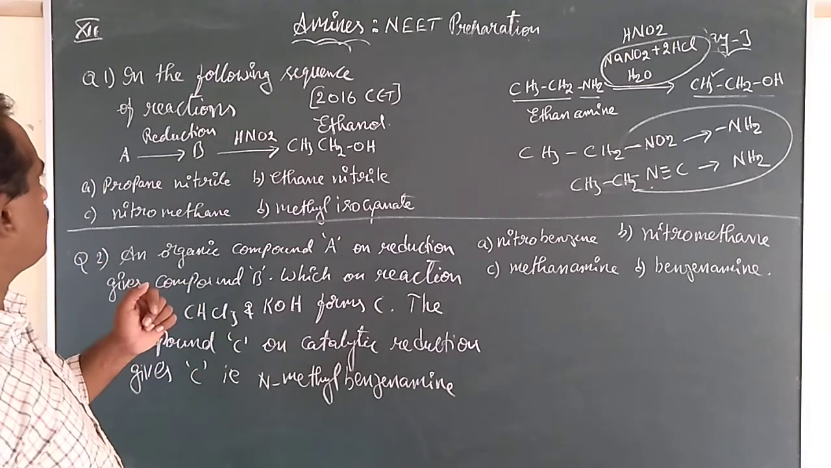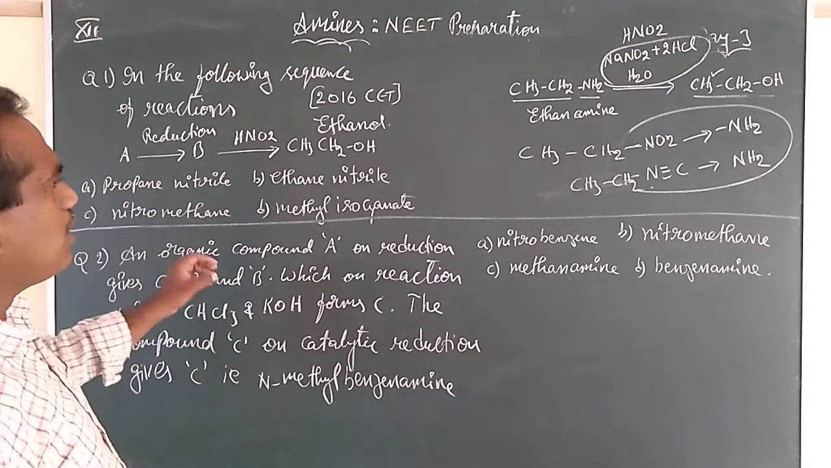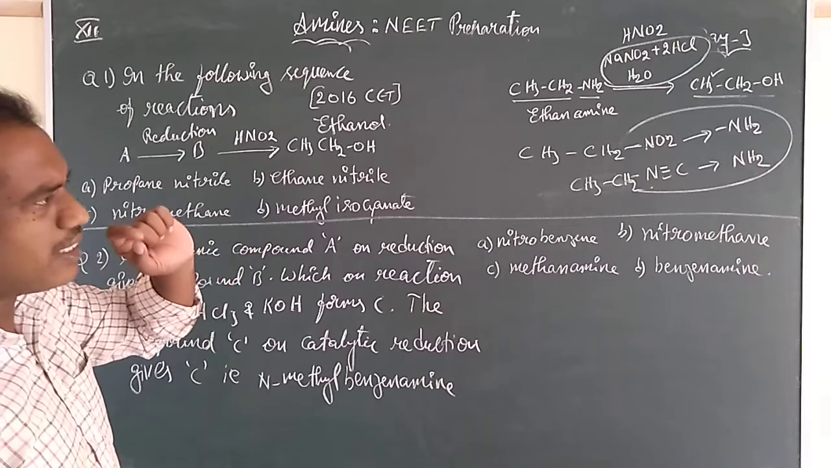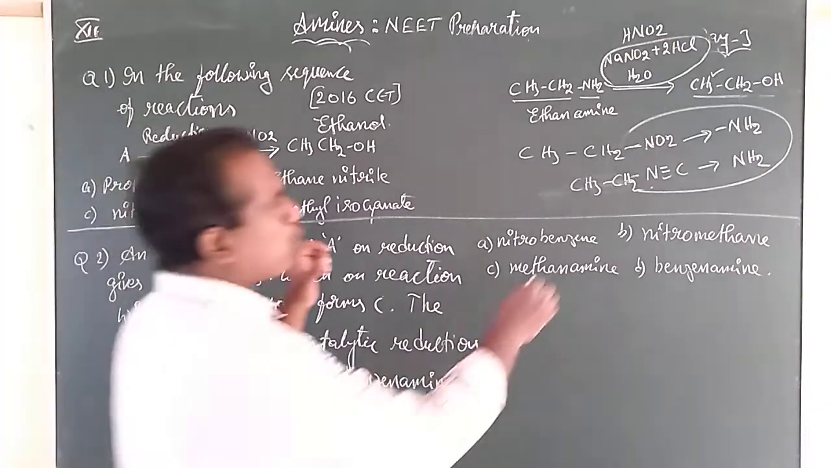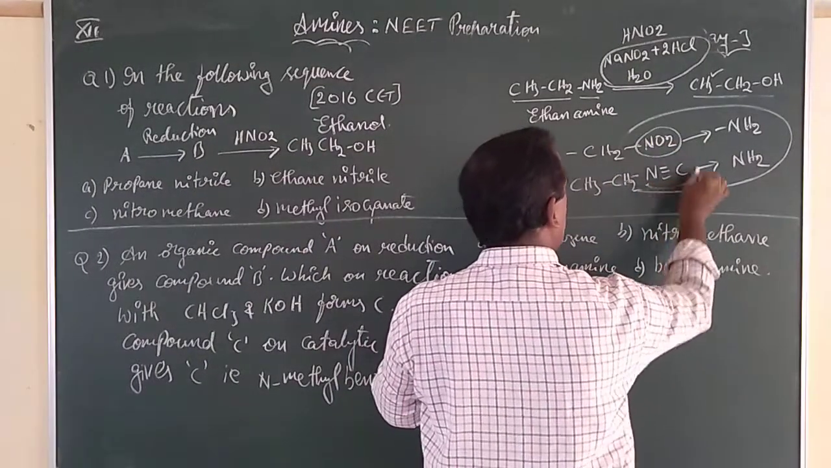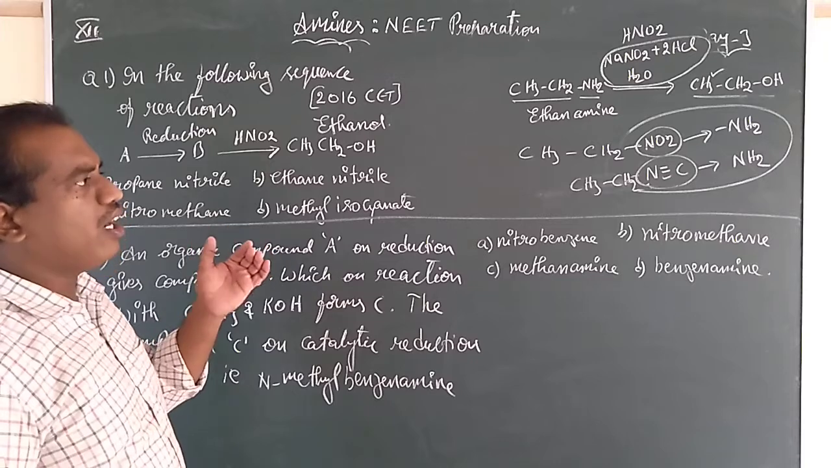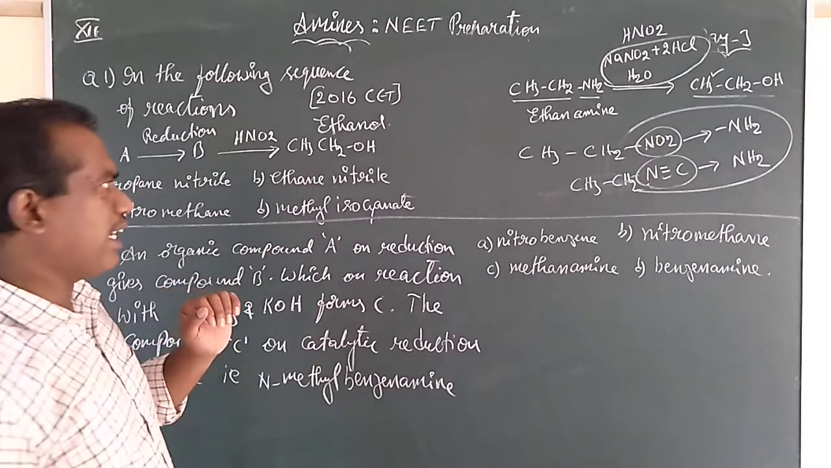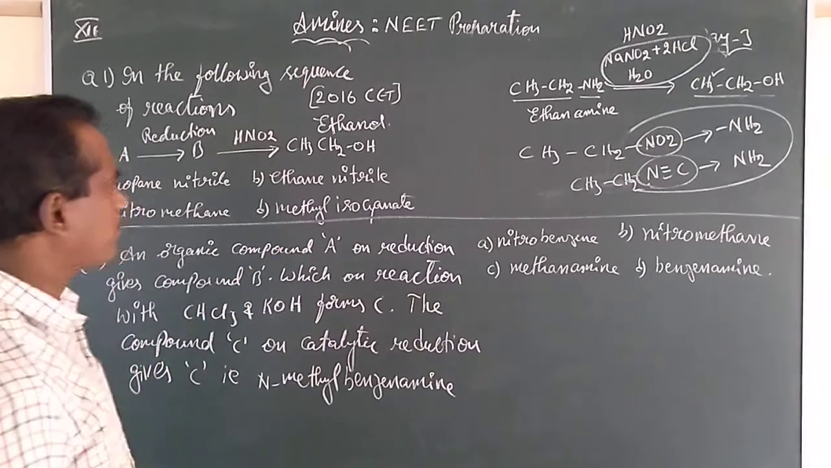So, we form this type of reactions. Whenever you have reduction, you will have only two options. Either the nitro group will be present or the isonitrile will be present. So, A will be nitroethane or ethane nitrile. Ethane nitrile. So, find out your point here.